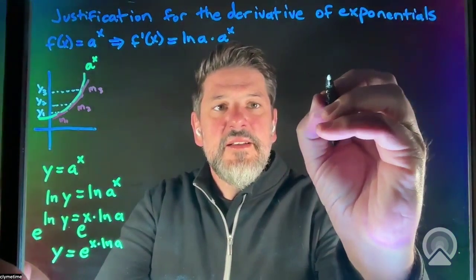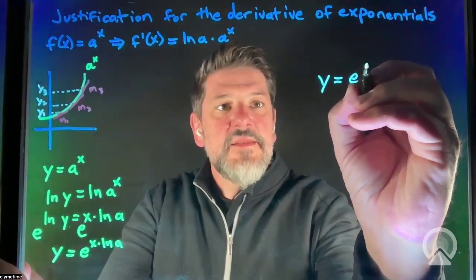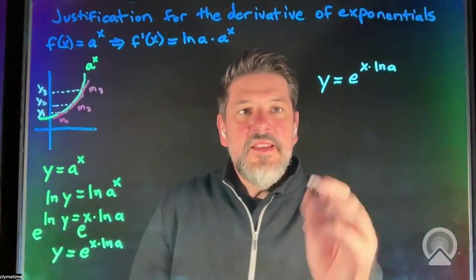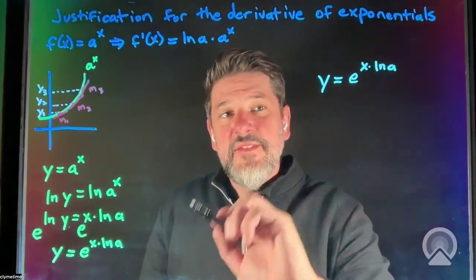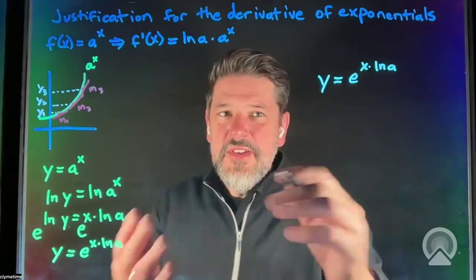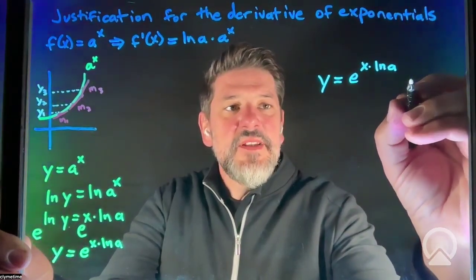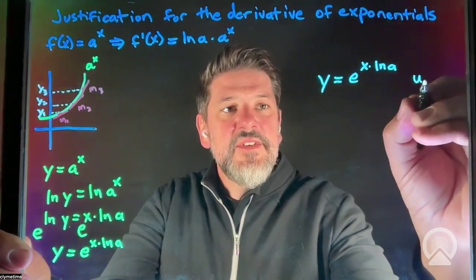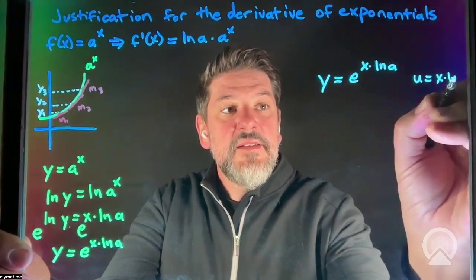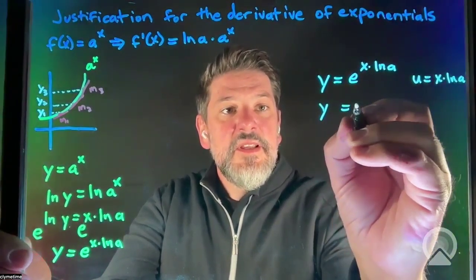So if y is equal to e raised to the x times the ln of a, I can see that this is a function within a function. This is a chain rule situation. And I'm going to go ahead and show more steps than I might normally show, just to make it obvious what's happening here. So I'm going to make the internal function my u. I'm going to call that x times the ln of a. And so that means y becomes e to the u.